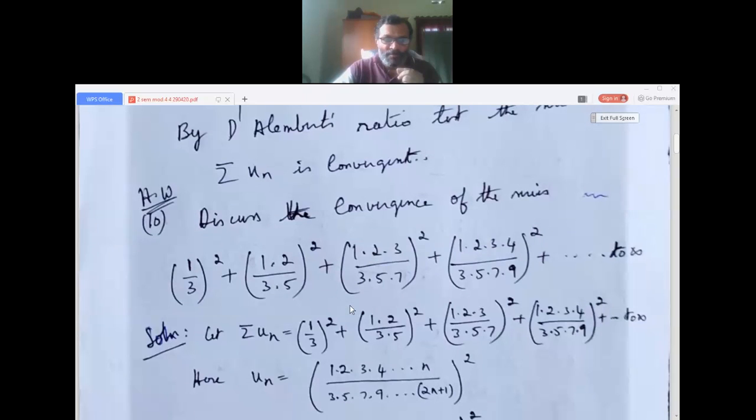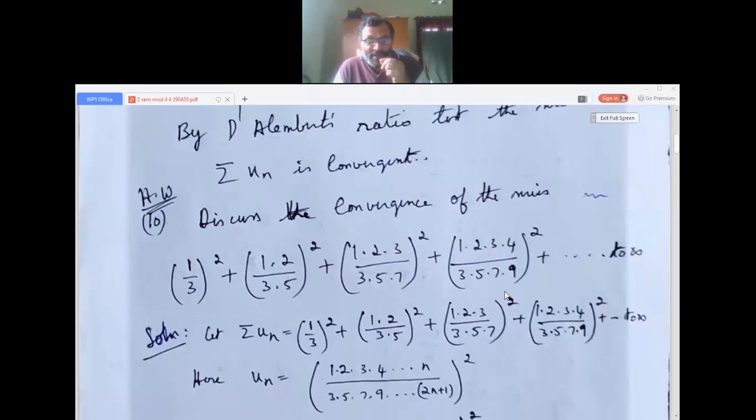Now we are using here, for the time being, the first concept, that is D'Alembert's ratio test. I'm just recalling what you have done in the previous class. We are using D'Alembert's ratio test. Now D'Alembert's ratio test, the name itself says ratio.